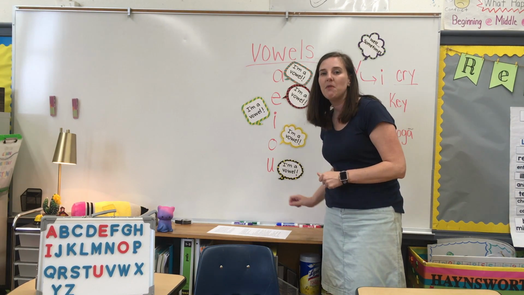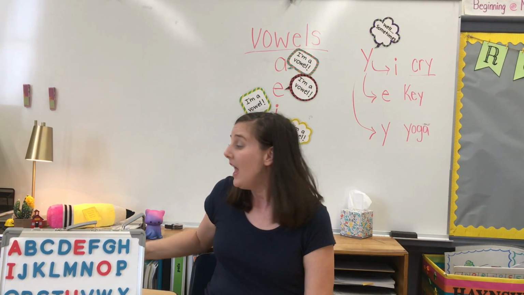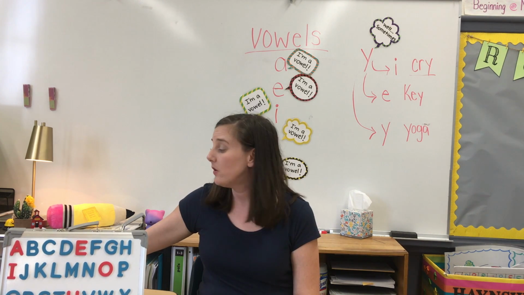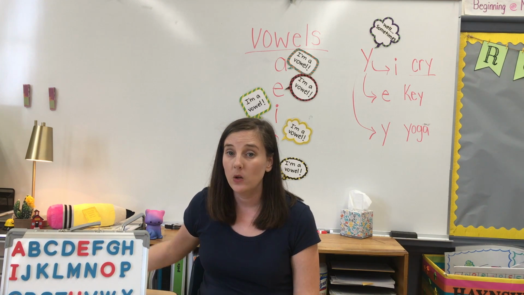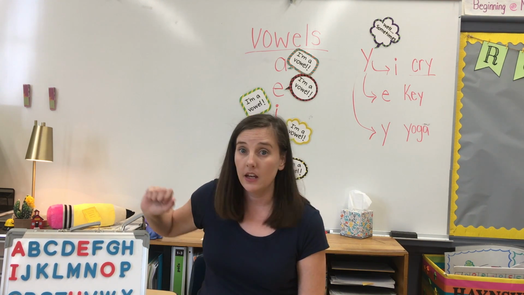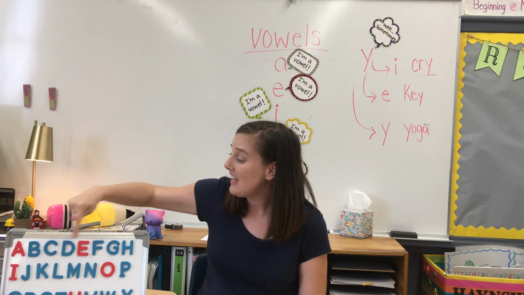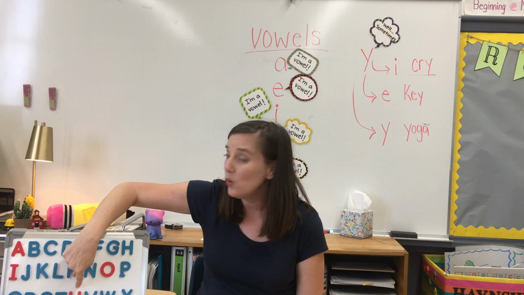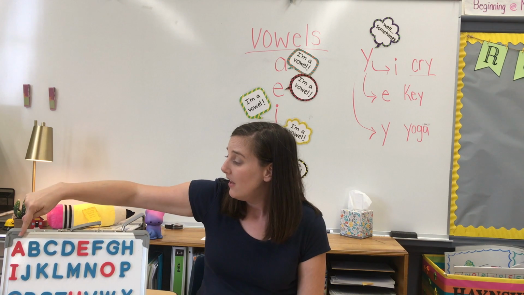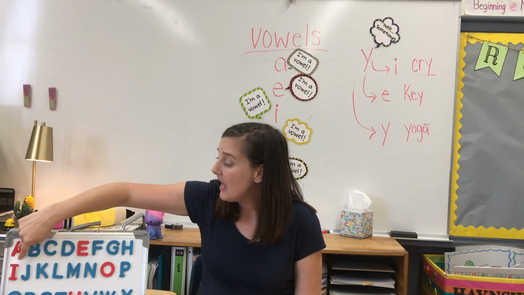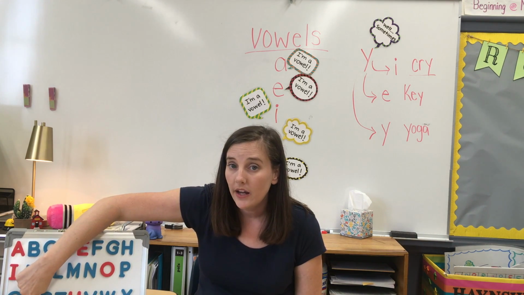Let's look at some of our consonants, all right? Okay, we have talked about how some of our letters are consonants and how some of our letters are vowels. Let's say our vowels again, because I want you to be able to say them really quickly. A vowel is A, E, I, O, U, and sometimes Y. Let's say that again. Vowels are A, E, I, O, and U, and sometimes Y.